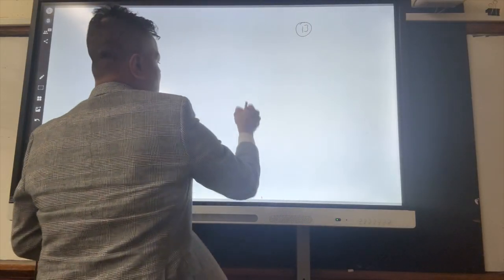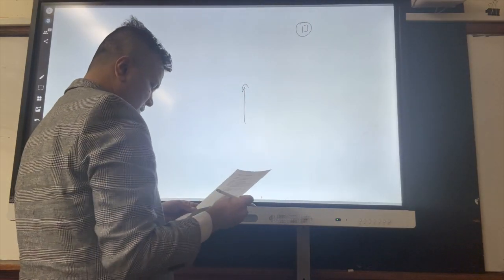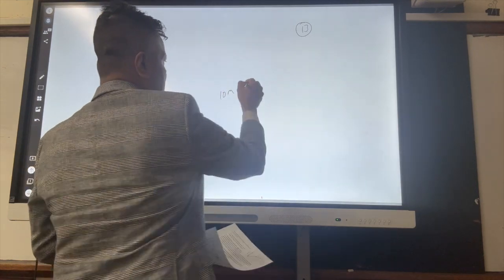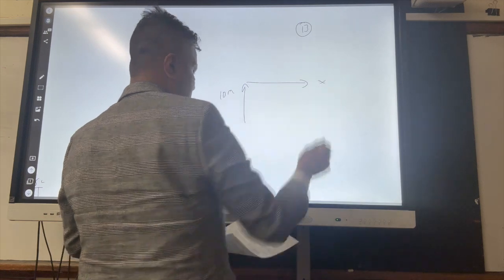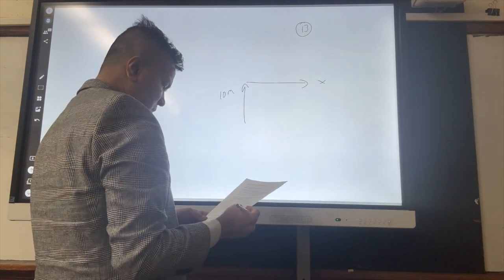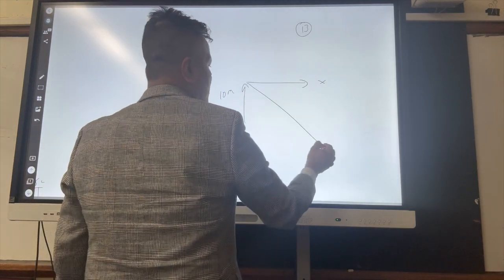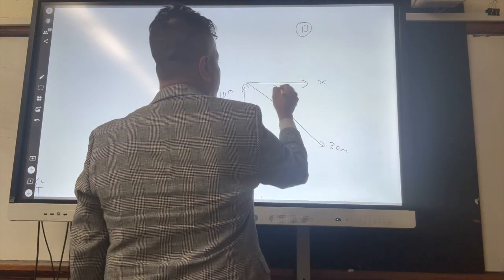Problem 13. We move north. You move north how much? You move north 10 meters. So you move 10 meters at 90 degrees. And then this is your x-axis. So you move 30 meters at 20 degrees.